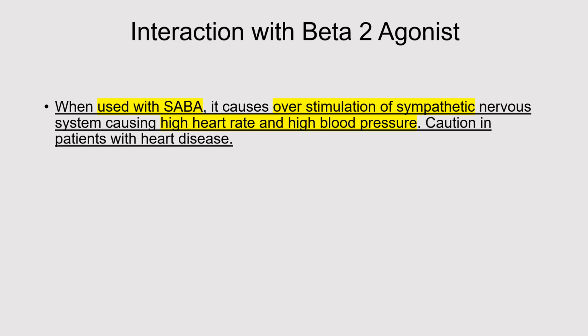Lastly, when you administer a muscarinic antagonist along with a beta-2 agonist, which you do in COPD patients, it can cause overstimulation of the sympathetic nervous system. If you think about it, with SABA, we are actually doing the sympathetic stimulation. With SAMA, we are blocking the parasympathetic, thereby allowing the sympathetic stimulation to take over. That causes high heart rate and high blood pressure, which is not always desirable for patients with cardiac disease. So you would have to exercise caution and monitor those patients.